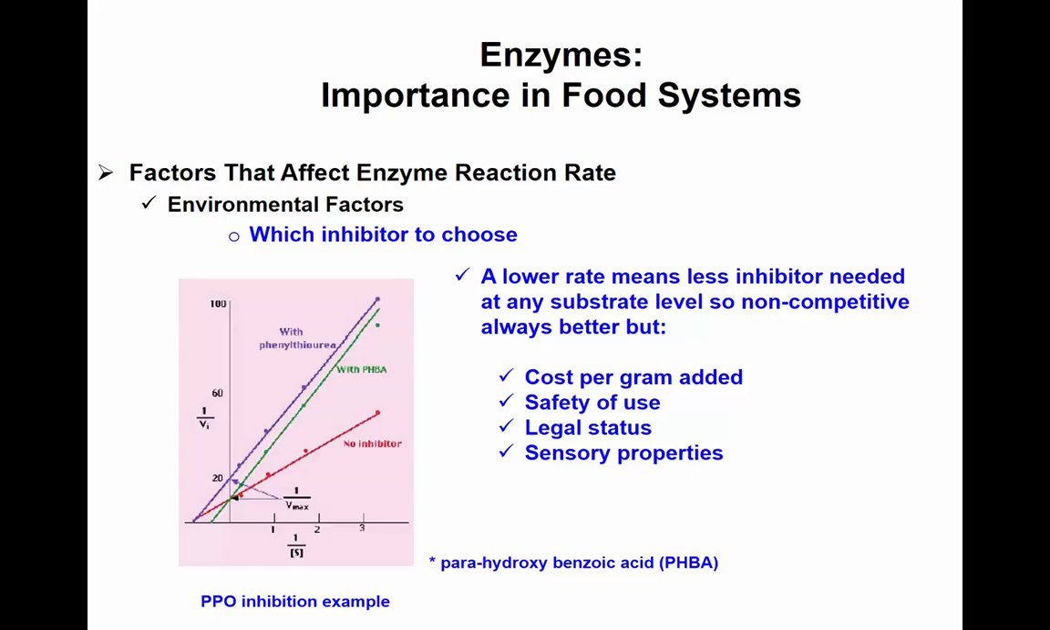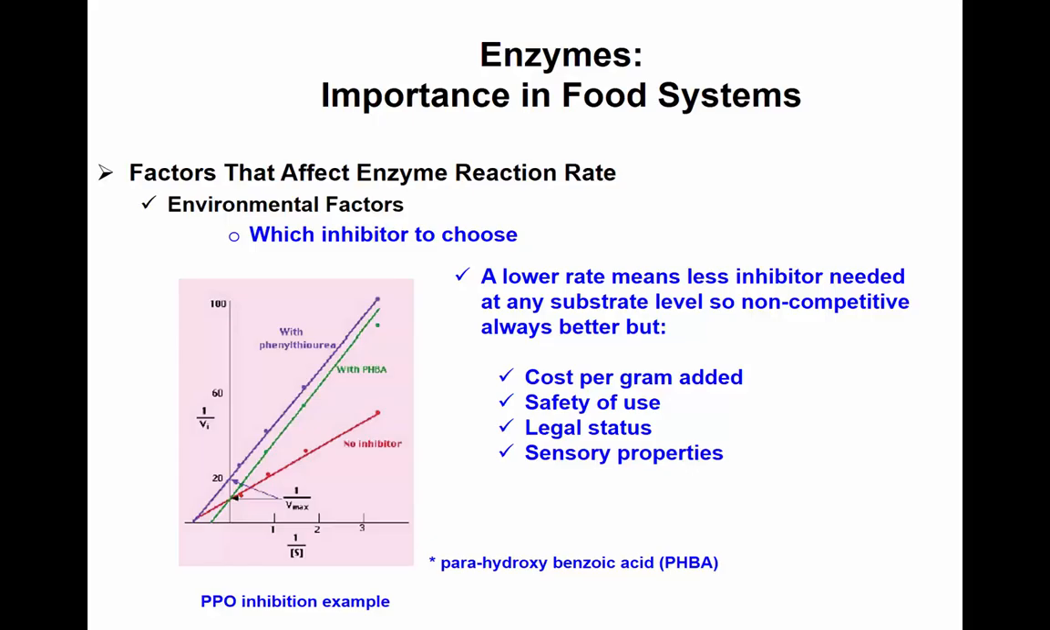Okay, let's look at this. Polyphenol oxidase, the enzyme for browning, is the cause for over 50% of produce loss. So produce, I mean vegetables and fruits lost due to browning. So this is a very troublesome enzyme. So people looked at ways of inhibiting this enzyme, and one of the ways was using inhibitors.